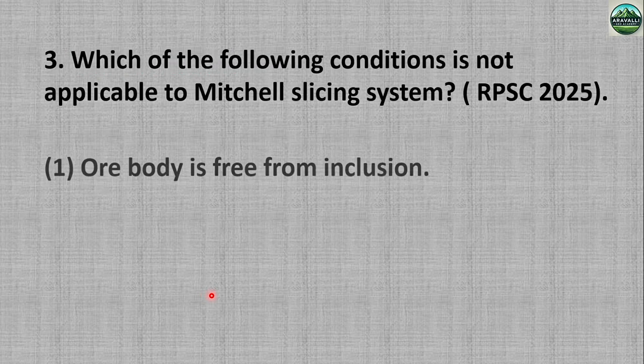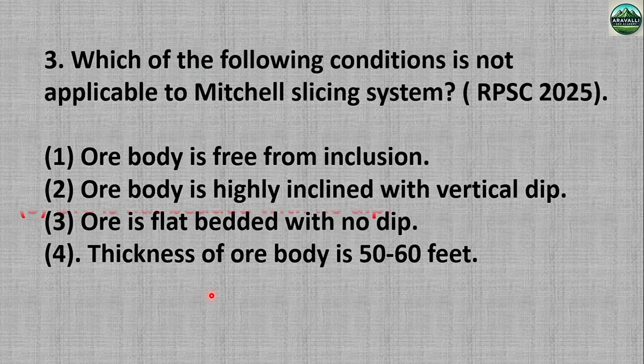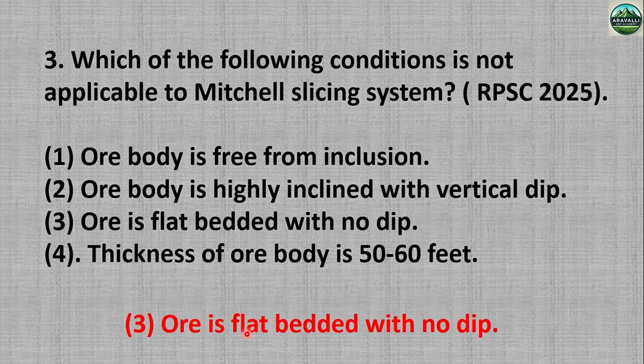So which one is the right answer to this question? The right answer is ore flat bedded with no dip. This is not applicable to the Mitchell slicing system. For the Mitchell slicing system, an ore body that is highly inclined with vertical dip is required.